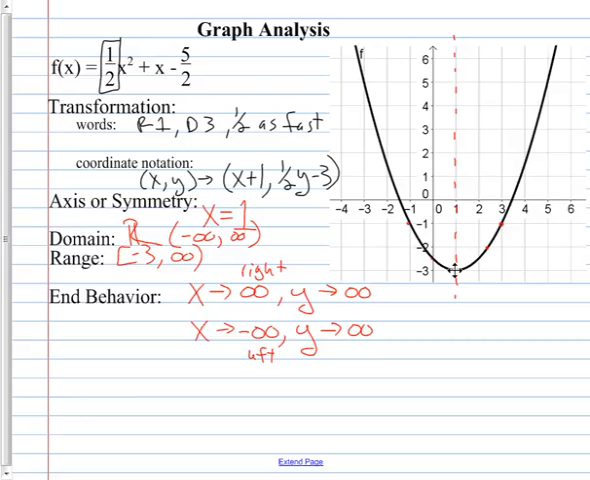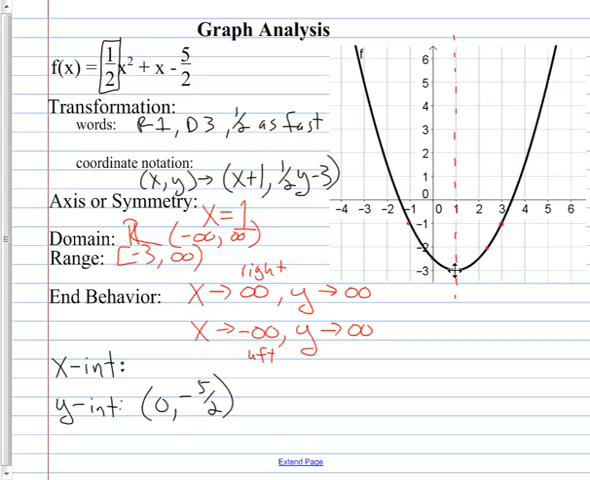Some other things that will be asked for are the x and y intercepts. So the x-intercepts of this function, visually, look like about -1.5 and 3.5. We may have to calculate that. And we also would be interested in the y-intercept, which in this case is just -5/2.